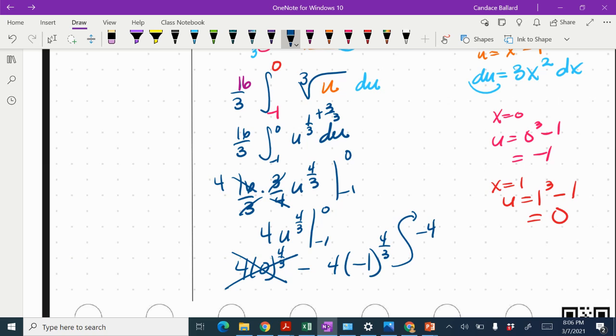I could rewrite -1 as -1 cubed, because anything to the -1 can be cubed, right? To the 4/3, and it would be negative like that. So the 3's would cancel. And then -1 to the 4th is going to be +1. So this also overall is just going to be -4.